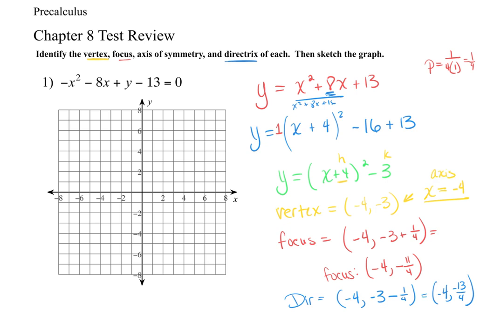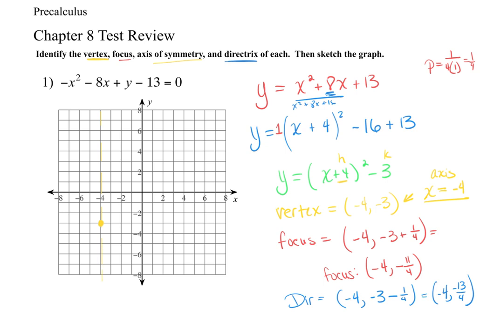Those two go together. If it opened left and right, it would be a y equals, right, of my y value of my vertex. That's my axis of symmetry. So now I've answered all of these questions, and I can graph it. I always start with my vertex, -4, -3. So that is right here. My axis of symmetry goes right through that guy. If it opens up and down, he's going to be the x equals. So we have a vertical line here that is my axis of symmetry.